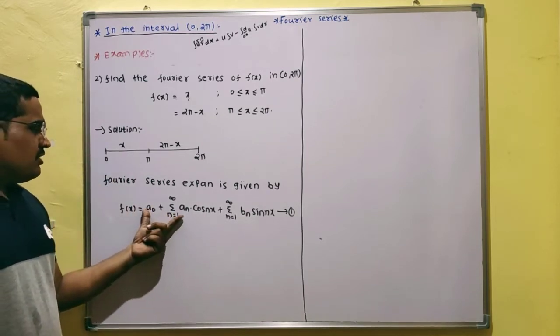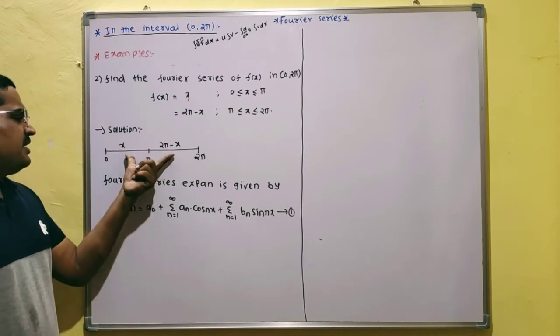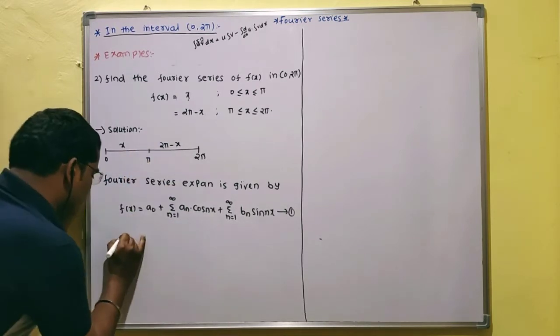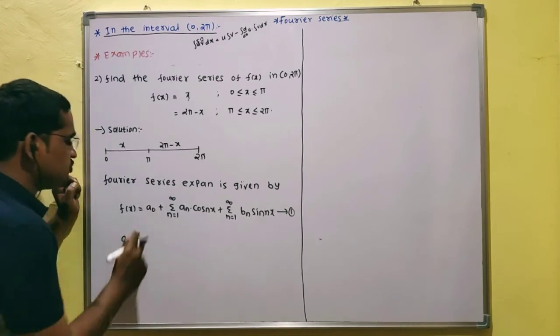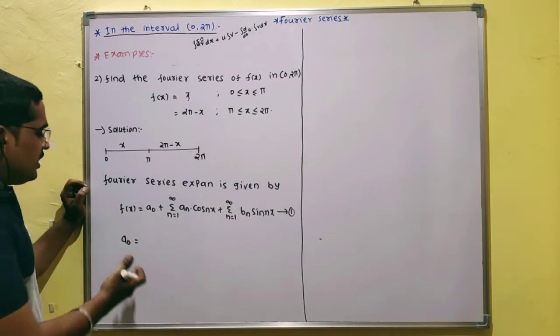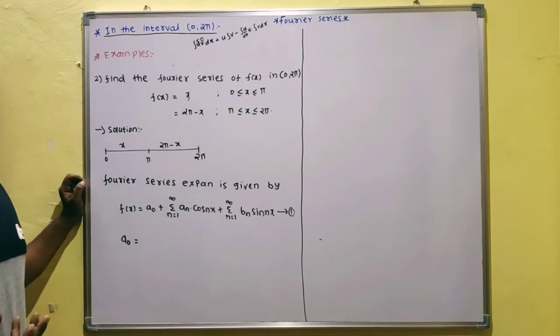फक्त काय की सावकाश, फक्त रेंज, फक्त ब्रेक केले, बाकी काहीच होत नाही. बघूयात आपण आता कसं फाइंड करायचं. ठीक आहे. First of all, a naught is equal to... now this a naught, a n and b n are Fourier coefficients, and we are calculating that a naught, a n and b n by using Euler's formula.